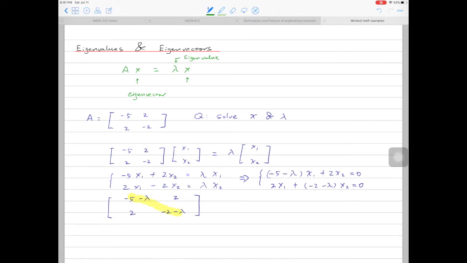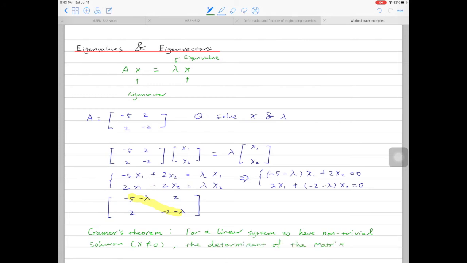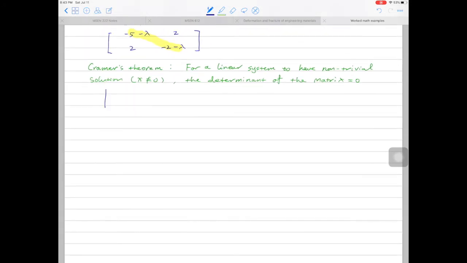The second thing is very important, so I'll write that down. It's something called Cramer's theorem. In one of the previous videos, you have learned Cramer's rule. Cramer's theorem states that for a linear system to have a non-trivial solution, that is, x is not equal to 0, the determinant of the matrix has to be equal to 0. What this tells us is the determinant of this matrix has to be equal to 0.